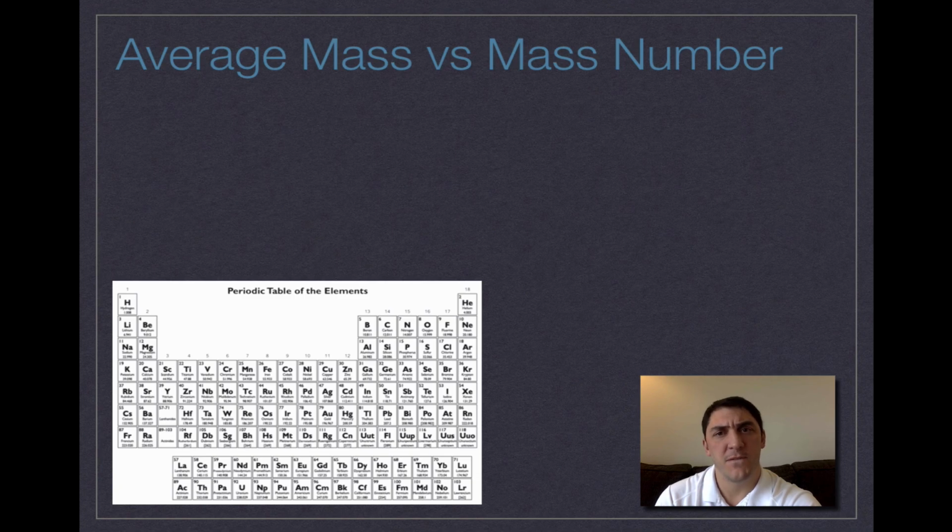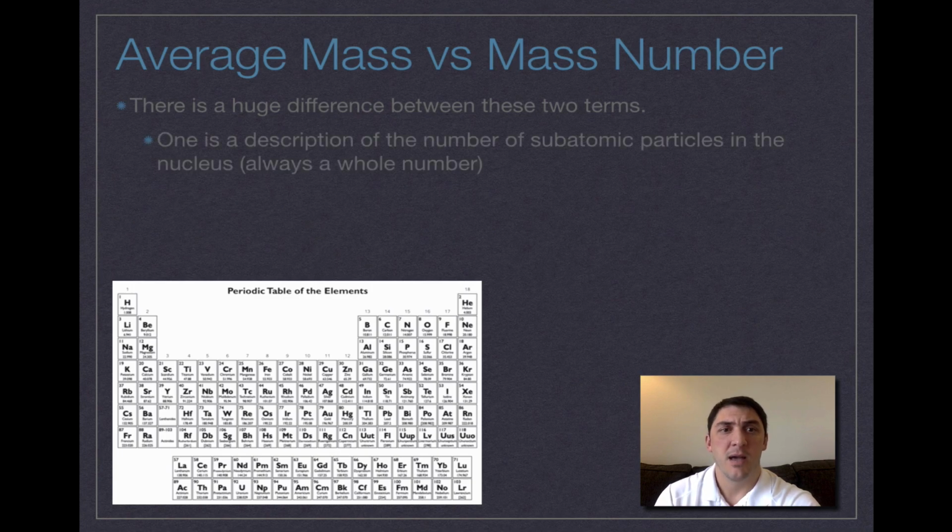Average mass number versus mass number. I thought they were the same thing. Aha, they're not. So huge difference between these two terms. One is a description of the number of subatomic particles in the nucleus, and it's always a whole number. That's your mass number. The other one is a weighted average of the different isotopes' masses, what we just figured out how to calculate. So average mass is sometimes referred to as isotopic mass, average atomic mass, or atomic mass. The one thing it is never referred to is mass number. Mass number, since it's a number, is a whole number, and it's a description of the number of things in the nucleus.